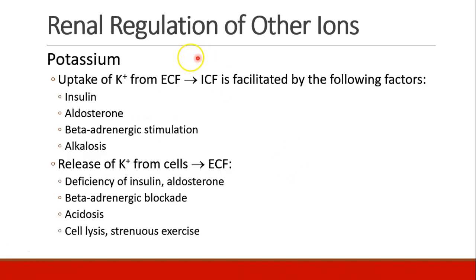How does potassium move from the extracellular fluid into the intracellular fluid? Well, substances that promote that movement are insulin, aldosterone, beta stimulation, and alkalosis. On the other hand, release of potassium from the cells back into the extracellular fluid would be the opposite. So when patients have a deficiency of insulin or aldosterone, if they have beta blockade, acidosis, and of course if any cells are damaged through cell lysis or strenuous exercise, those would lead to hyperkalemia in the extracellular fluid.